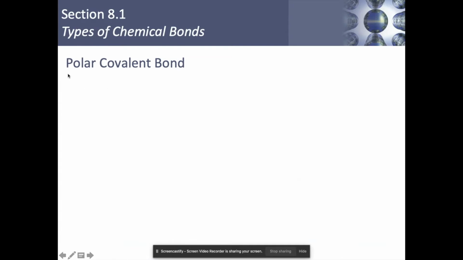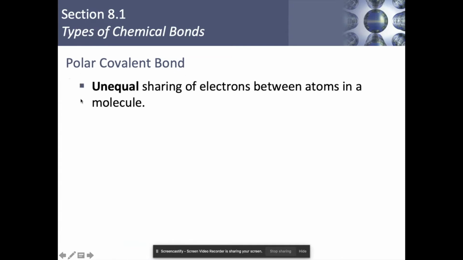And so we call those polar covalent bonds. And so what ends up happening is this. There is an unequal sharing of electrons between the atoms in a molecule. So when we have two hydrogens or two oxygens or two nitrogens, the sharing is pretty unanimous. Both are being shared equally.